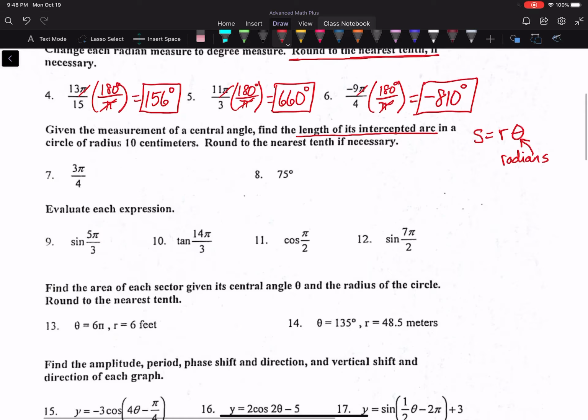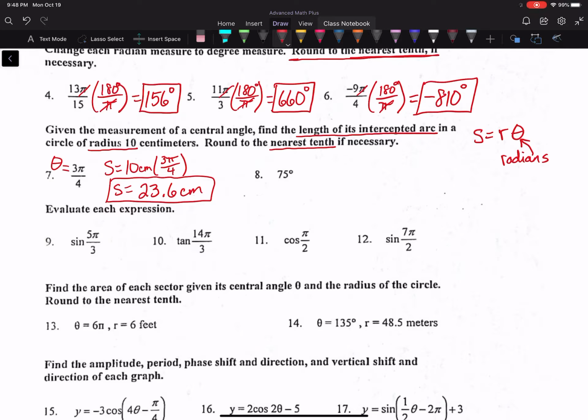Okay, so to do this one, it tells me my radius is 10. It gives me my central angle. Okay, that's your theta, and it's basically just plugging in. So S will be 10 centimeters times 3 pi over 4. That is already in radians, so I don't have to worry about that. Put that in your calculator and you get 23.56194449, but it wants to round to the nearest tenth, so that will be 23.6 centimeters.